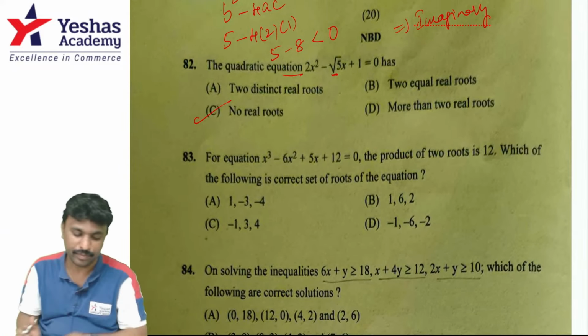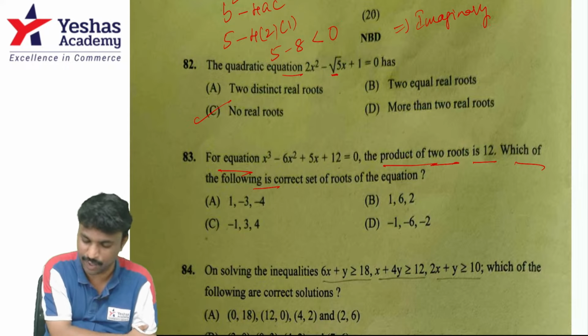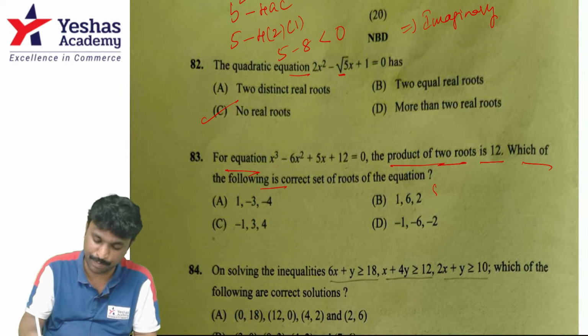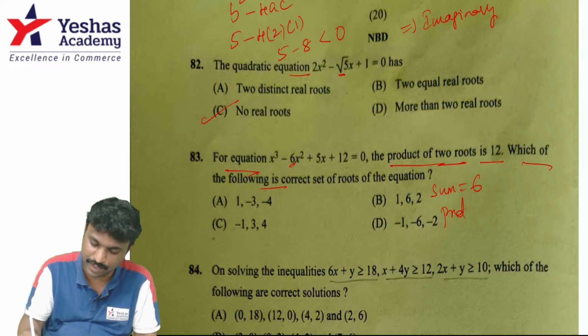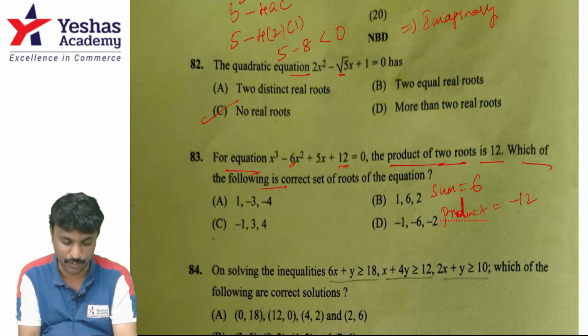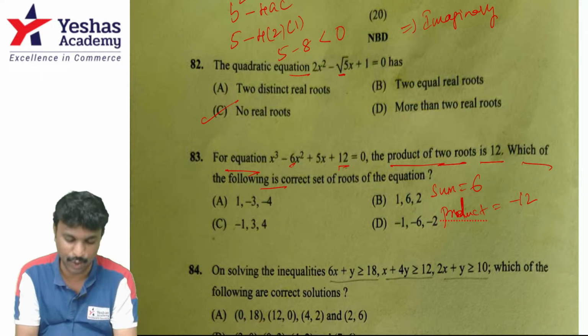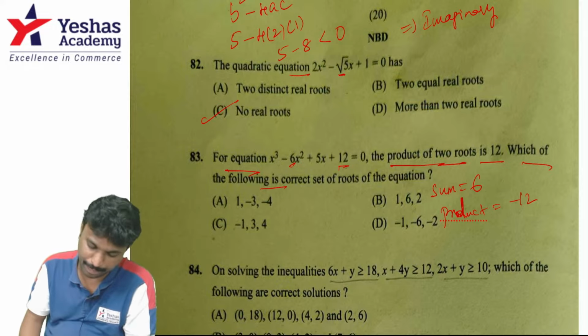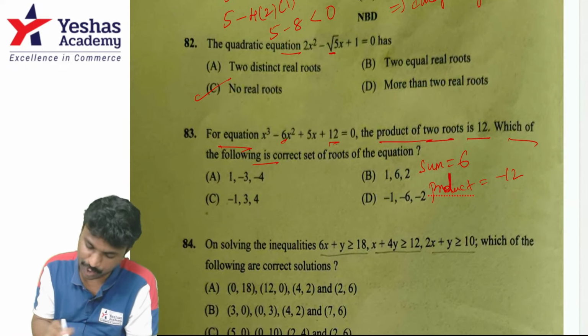Have you understood? For the equation, the product of the first two roots is 12, and which of the following is the correct set of roots for the equation? Guys, first of all, the sum of the roots is minus b by a, that is 6 only. The product of the roots is minus d by a, so that is minus 12. So the sum should be 6 and the product should be minus 12. And the product of two roots is 12. So tell me, the sum should be what?